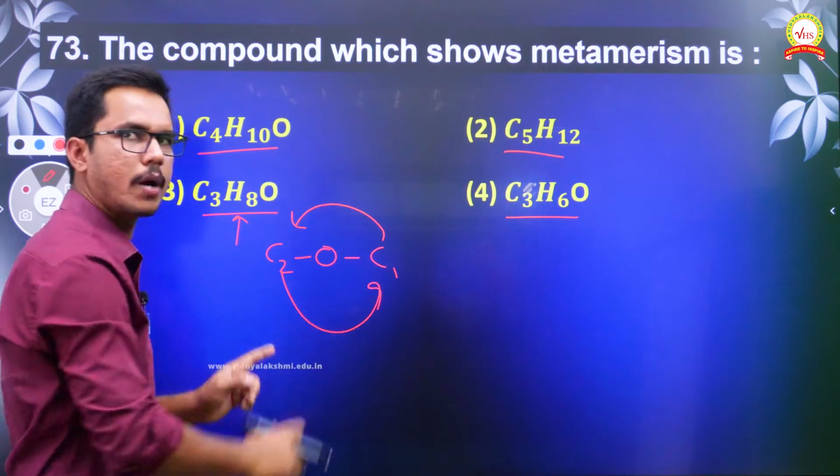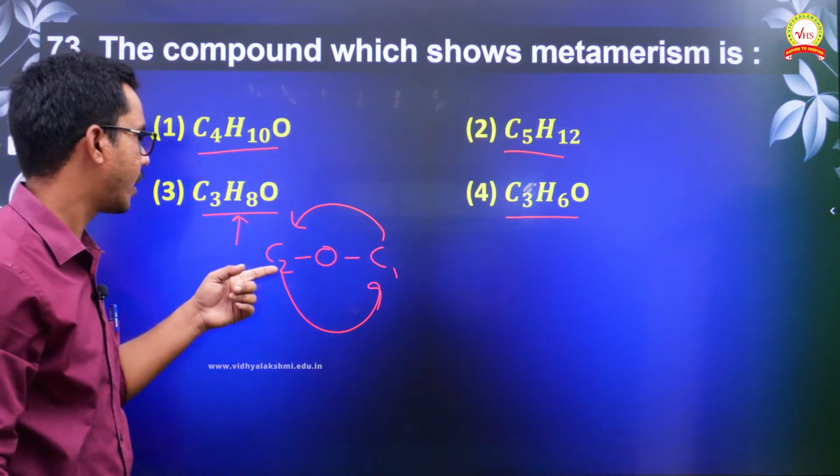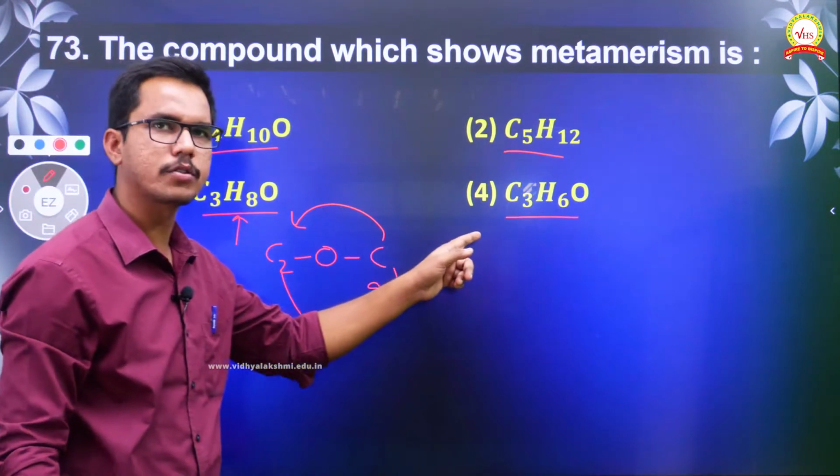So, here one carbon and two carbons. It means the compound we are going to get is going to be identical to this one, right? That's why it won't show metamerism. And this one is also the same case, okay?